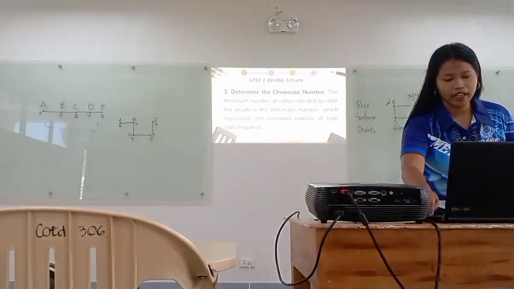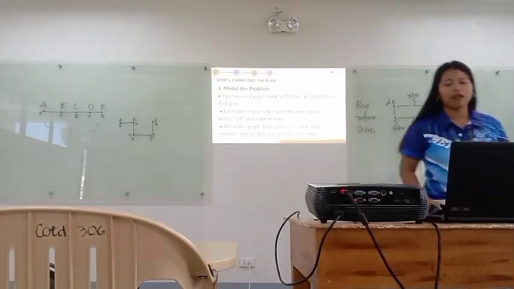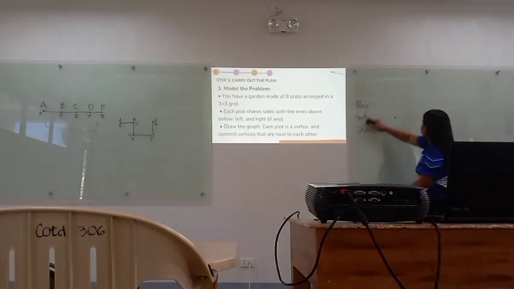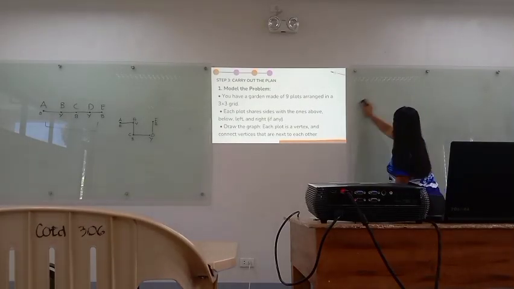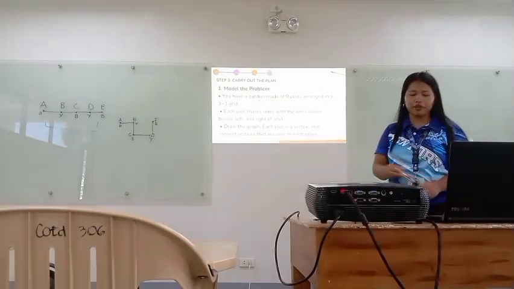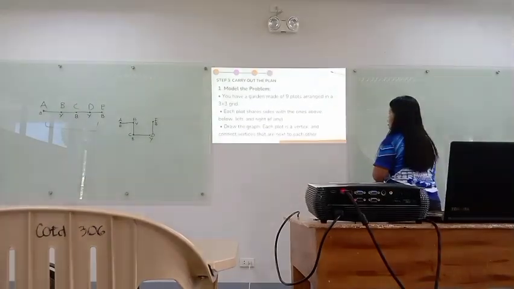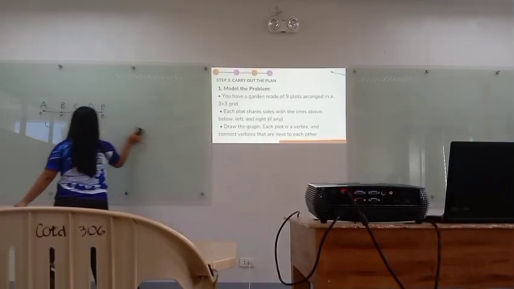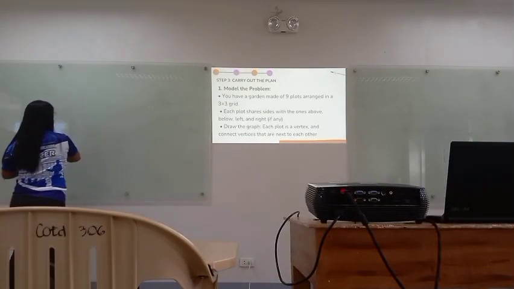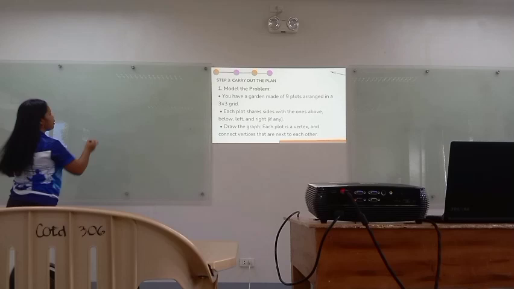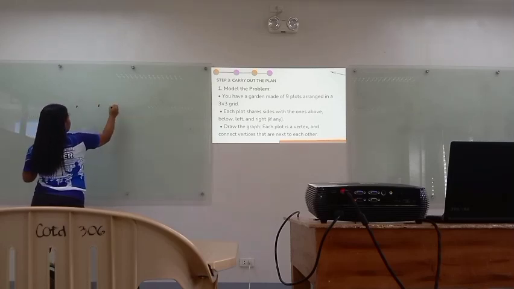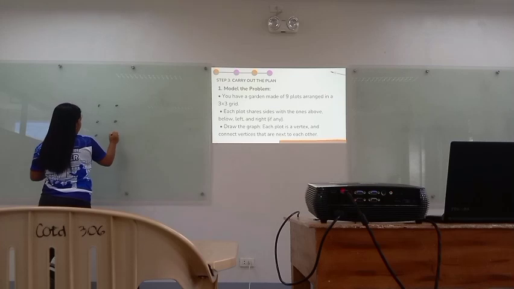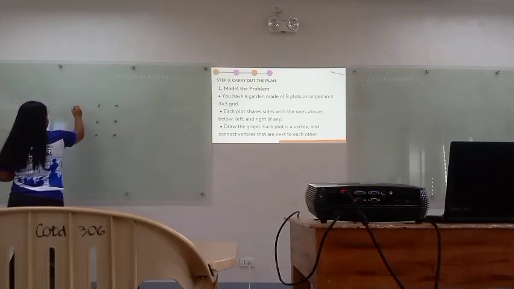Carry out the plan. Okay, so now let's carry out the plan, and this time we are using the 3 by 3 grid. So a 3 by 3 grid which has 9 plots. So 1, 2, 3, 4, 5, 6, 7, 8, 9.